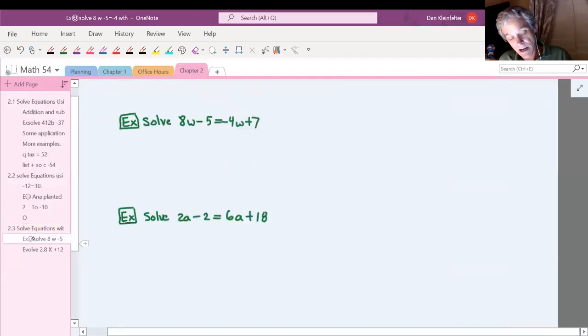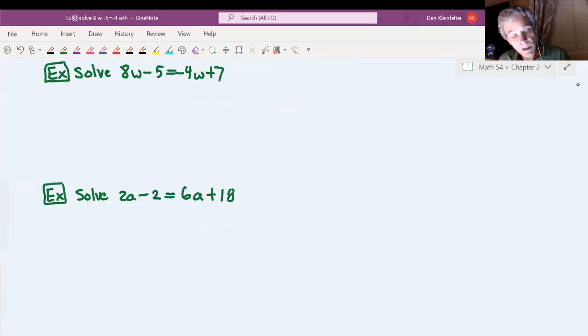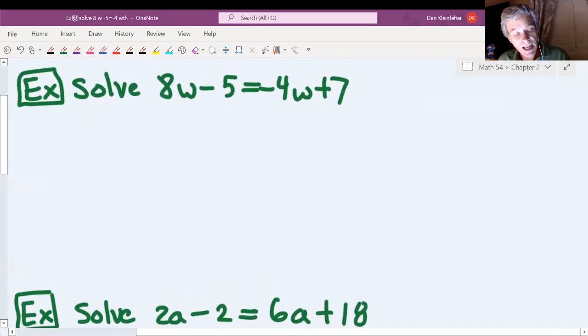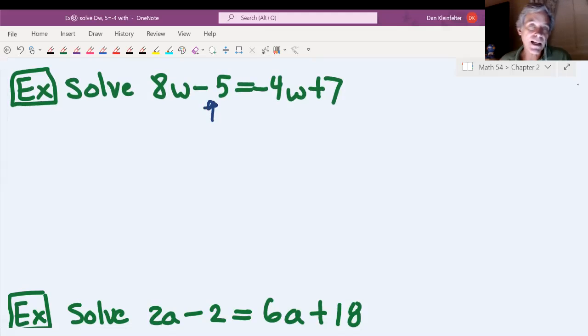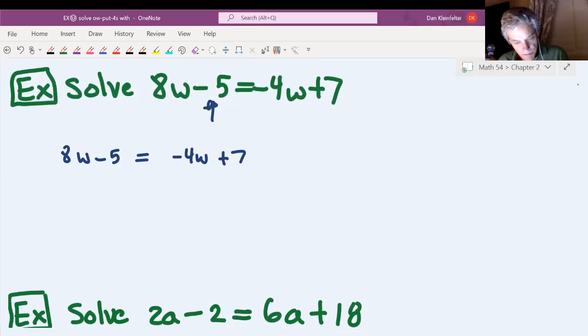Okay, so let's try a couple more of these. So for this one, we've got 8w minus 5 is equal to negative 4w plus 7. So just for fun, this time I'm going to do the numbers first. And I'm going to put the numbers on the right still. Since I want the numbers on the right, this minus 5 that is on the left, I don't want it to be there. And so we're going to begin our process by adding 5 to both sides.